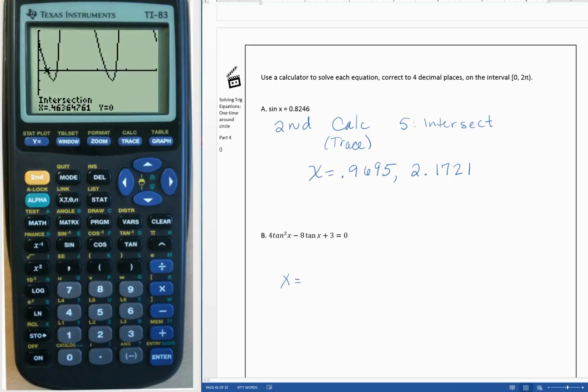So our first one here is 0.4636. Now we'll move on to the next one. So we'll do second calc again, 5 for intersect, and I'm just going to move closer to that second one. Enter, enter, enter. So 0.9828.